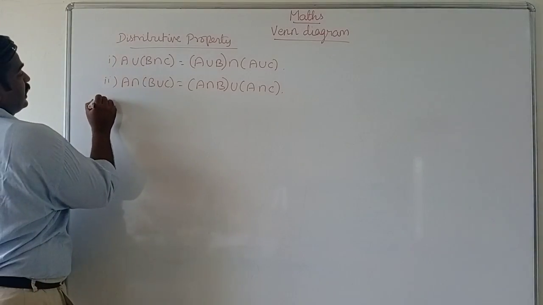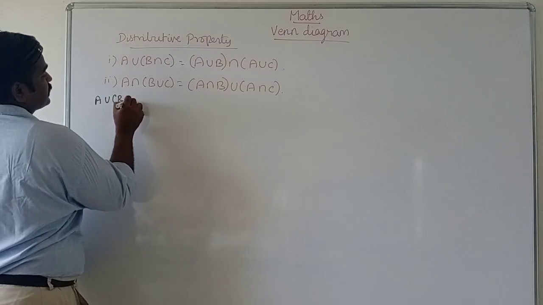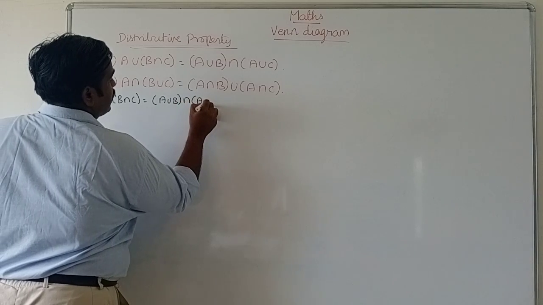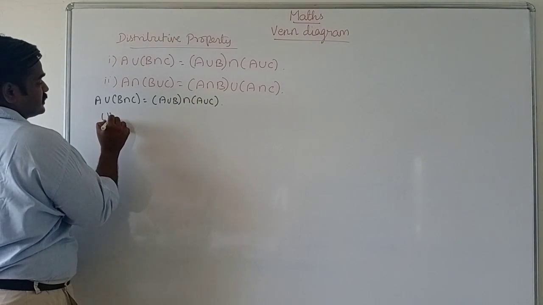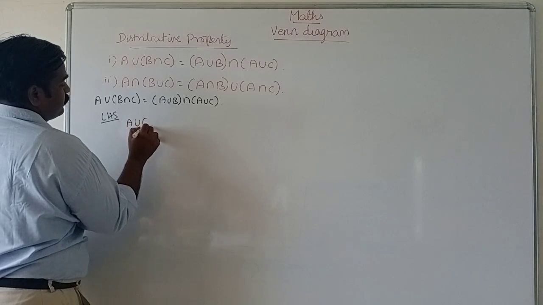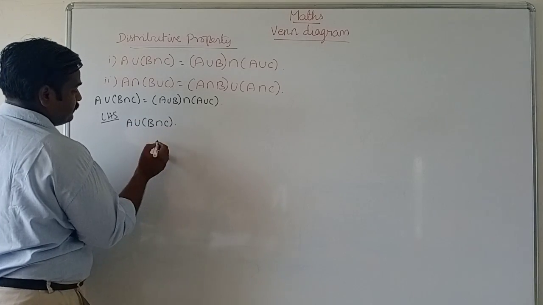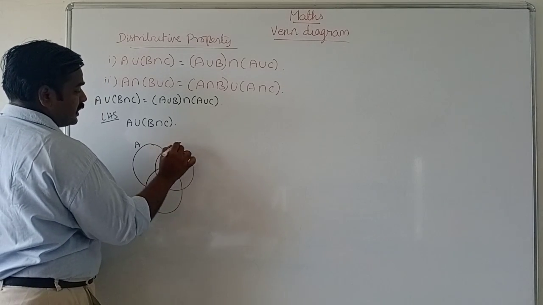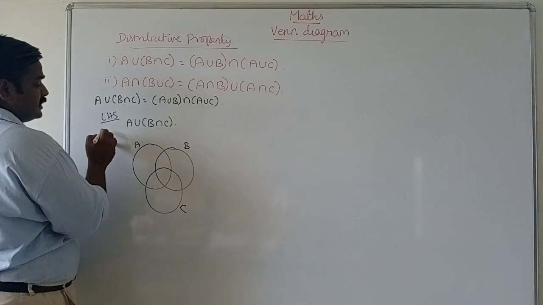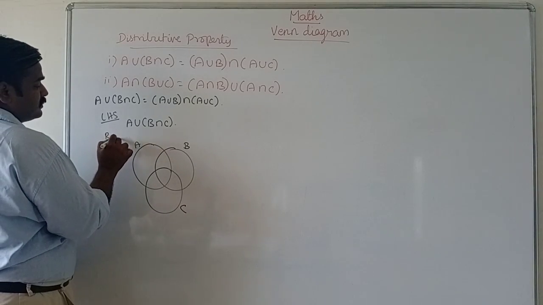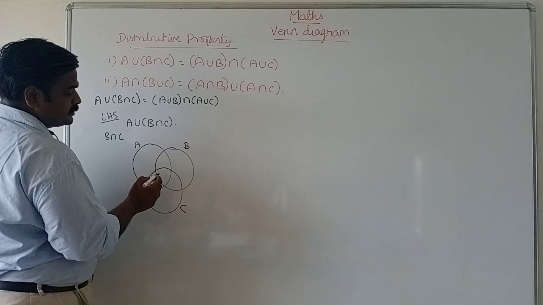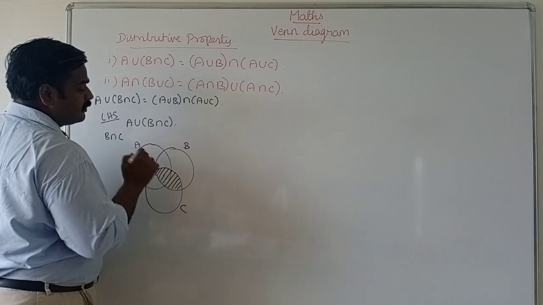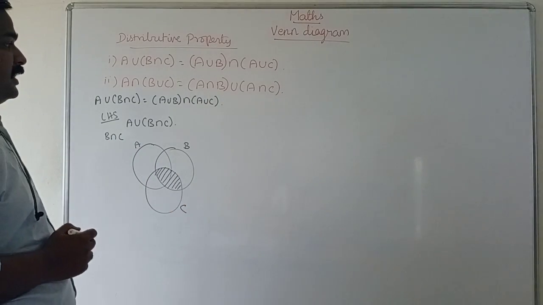Take the first one. A union B intersection C equals A union B intersection A union C. So take this LHS first. What is given in the LHS? A union B intersection C. So you can draw three circles. One should represent A, another one should be B, another one should be C. Among these, you are first going to draw B intersection C. What is B intersection C? Common area between B and C. This is B intersection C.